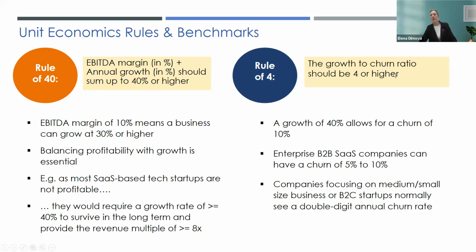And finally, the rule of 4, another important rule, compares the churn ratio, what percentage of the customers you lose over a particular period, to the growth. This ratio should be 4 or higher. For instance, if we have a growth rate of 40%, this allows us to have a customer churn rate of 10%. To paraphrase, if you still lose customers very fast, you should ensure very aggressive growth. Otherwise, if the growth is slowing down, you should find a way to retain the customers and not allow them to leave your platform, your application, your business.